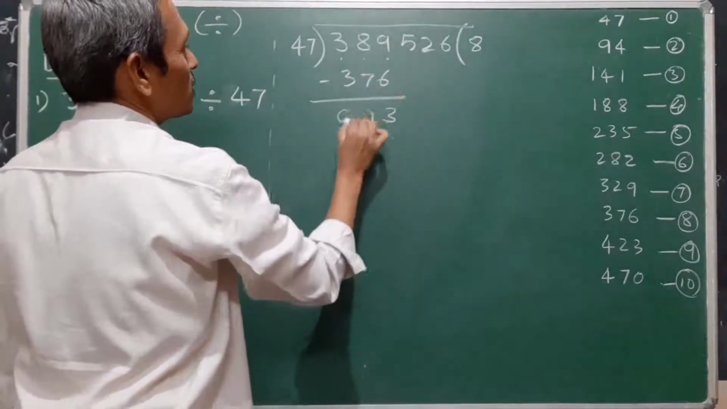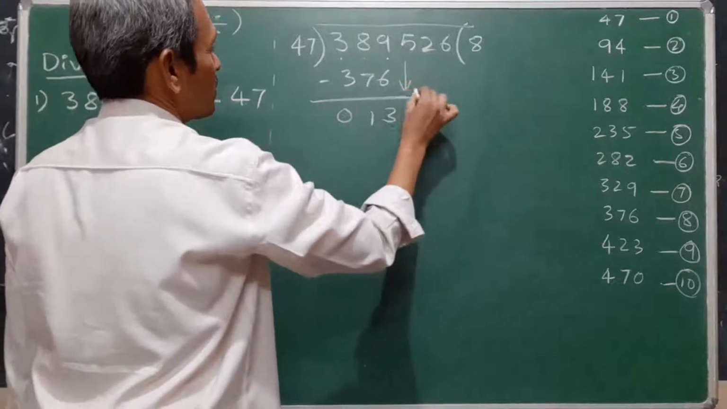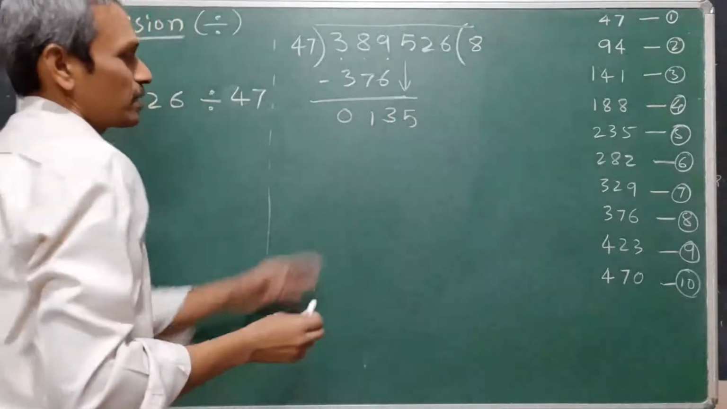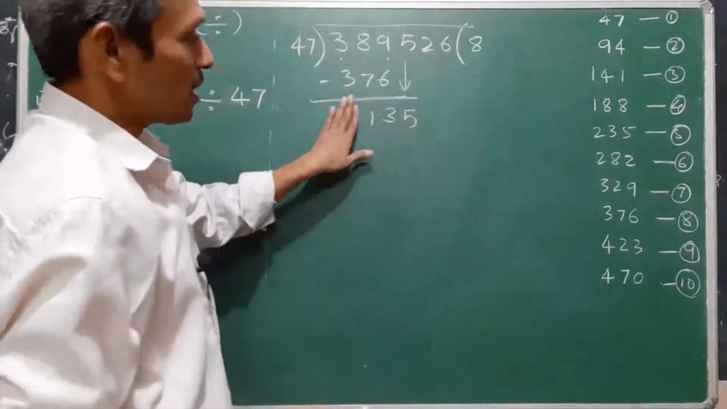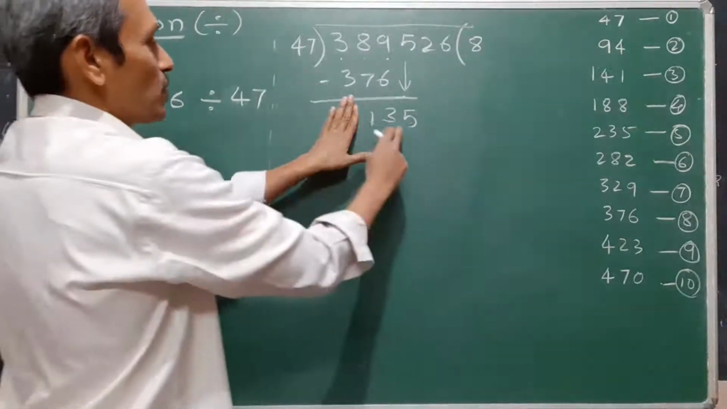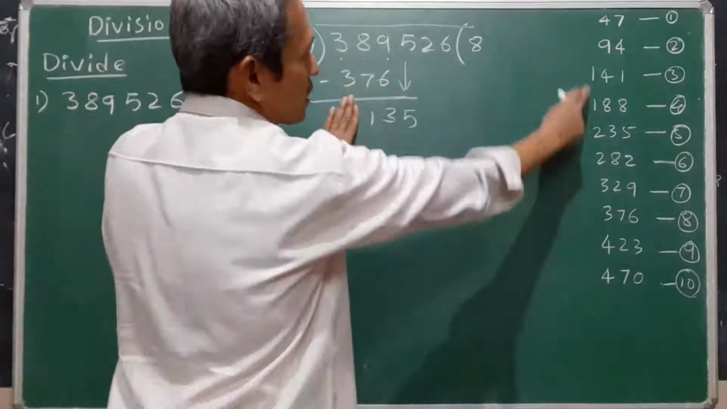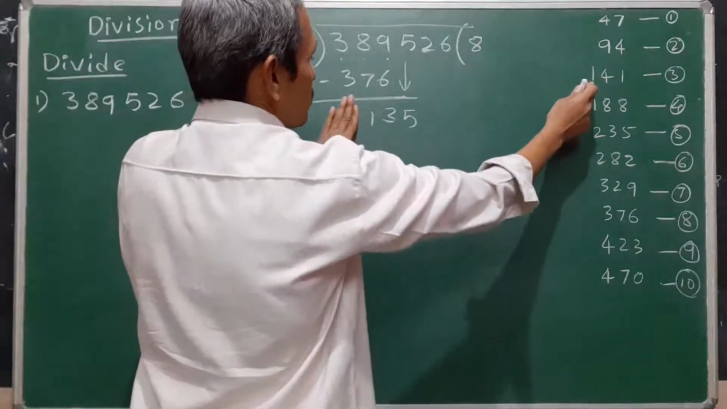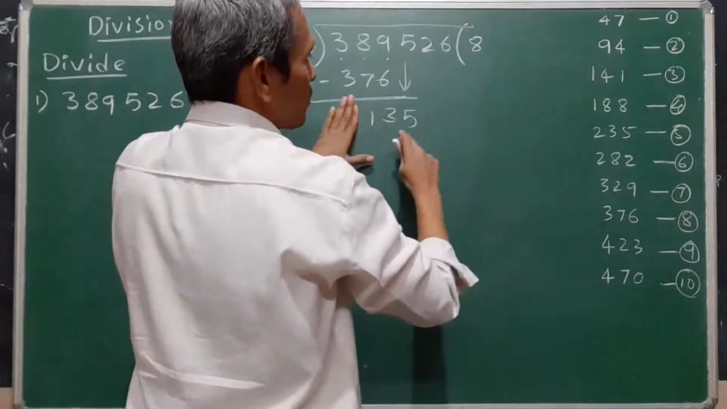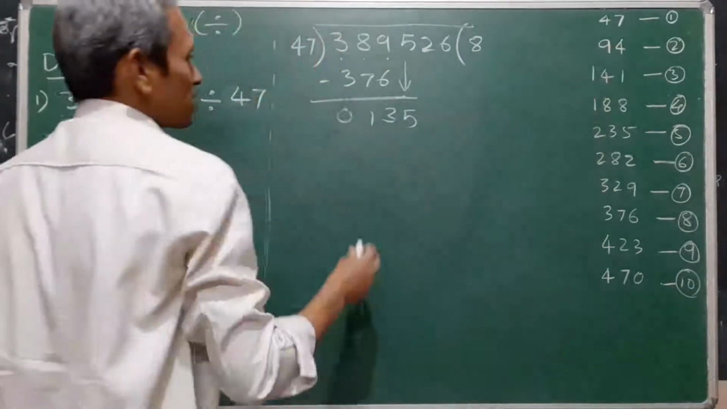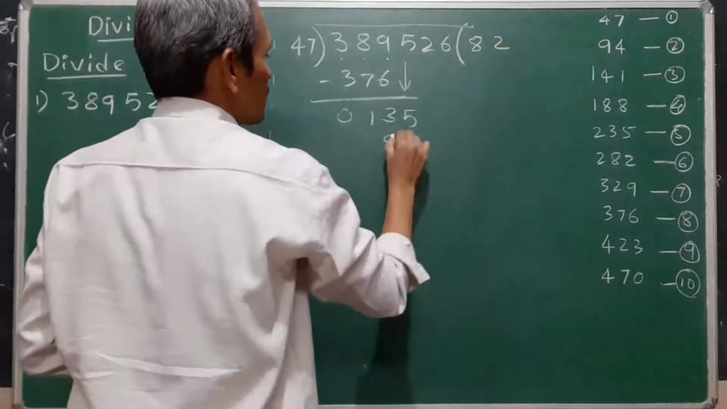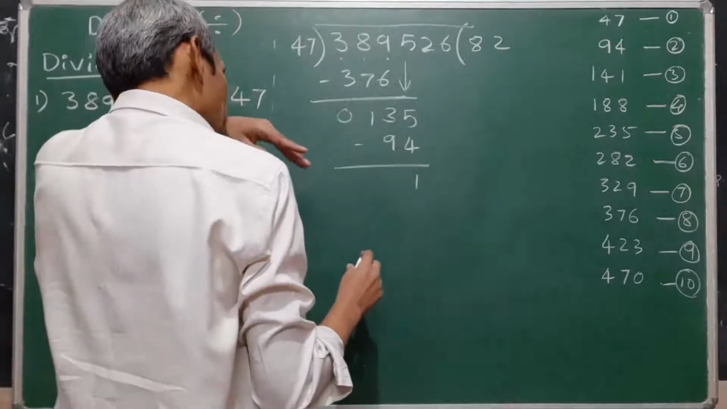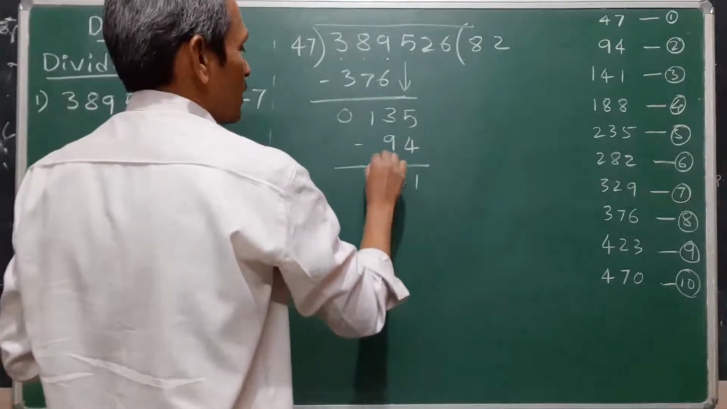3, 1, 0; 13 remains, and we take the next digit, that is 5, and write it here. It becomes 0135, which means 135. Once again we will search for 135 in the table of 47. See here, 141 is there, but 135 is not there. So we take the one less than 135 which is there, and that is 94. 47 2s are 94, and we subtract this. 13 minus 9 is 4, and this one is 0.